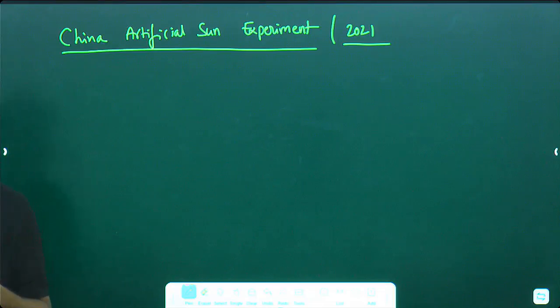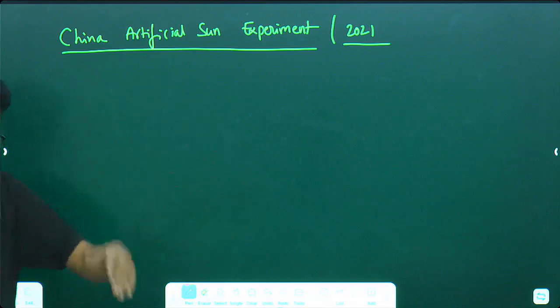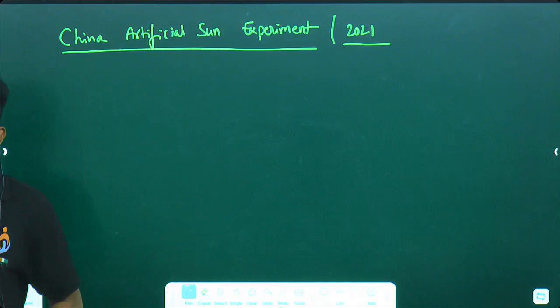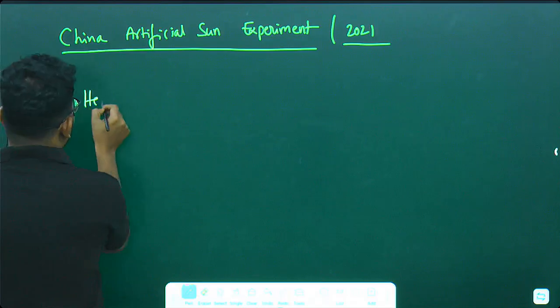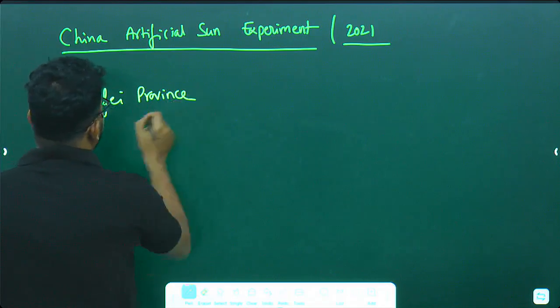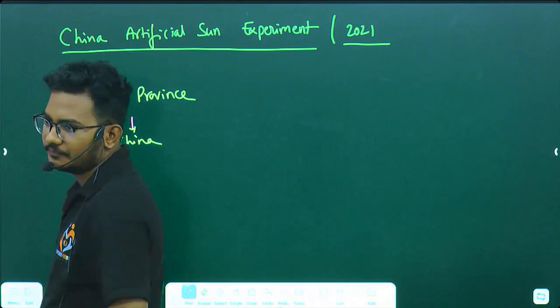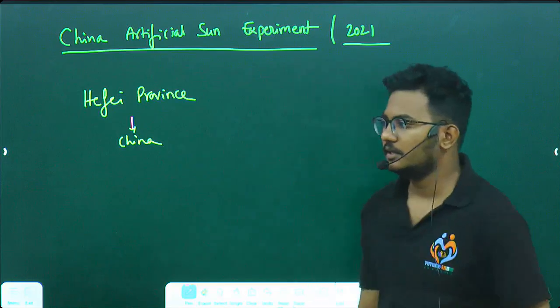So by now you have got some idea. This project is nothing but a part of the 2006 agreement. Write down: this experiment is a part of the 2006 agreement, which happened in Hefei province, China.